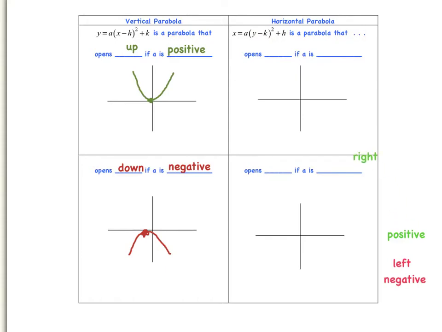So the horizontal parabola opens right if the a value is positive. Its graph will look something like this. Here's your vertex on the left side, and it opens towards the right. Now, a horizontal parabola opens left if the a value is negative, and its graph would open towards the left and have a vertex on the right side.